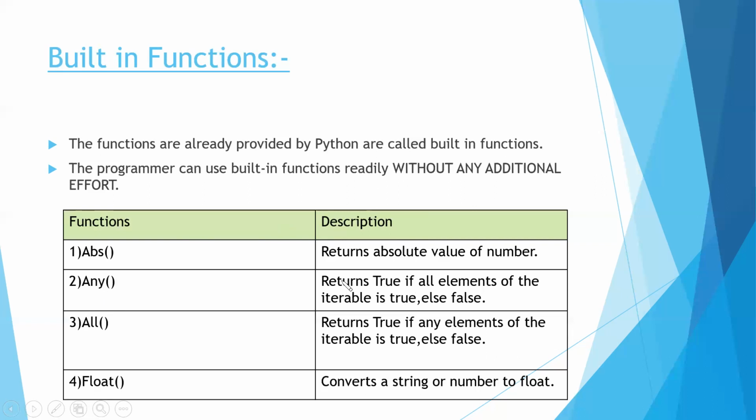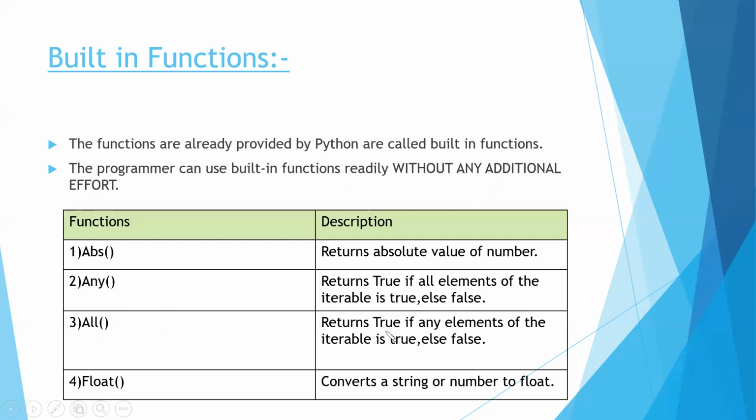Next, any. If in a list, tuple, or set, all of the values in that iterable are true, the output of any will be true. But it will also be true when at least one of them is true, meaning at least one of them is a non-zero value or a non-empty string, and it will return true. If all of them are false, then only it will return false. It can be compared to an OR gate in digital electronics.